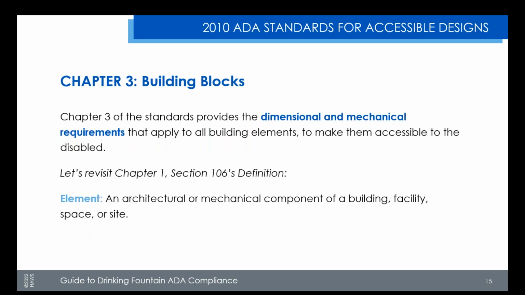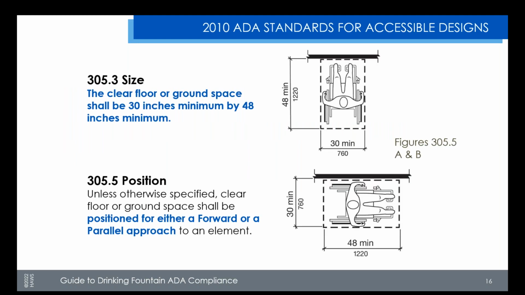Now in chapter 3, we start getting into dimensional and mechanical elements. I used that term earlier. You can hear me say it a lot. An element is whatever it is that we're giving access to. This can be a drinking fountain, phone, fire extinguisher, baby changing table, etc. Many of the measurements that we're going to cover obviously apply to a lot more than just the fountains.